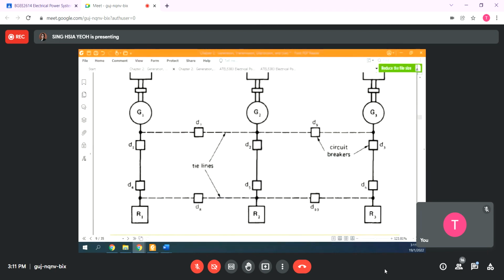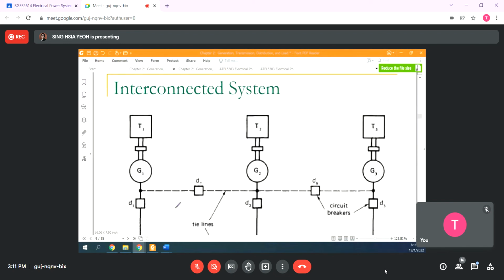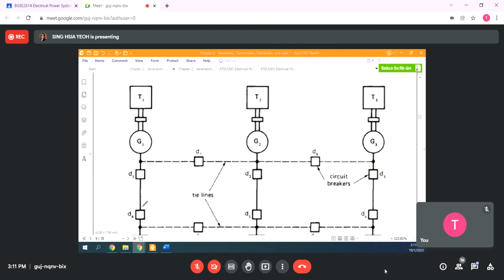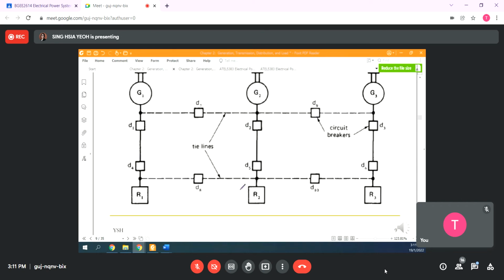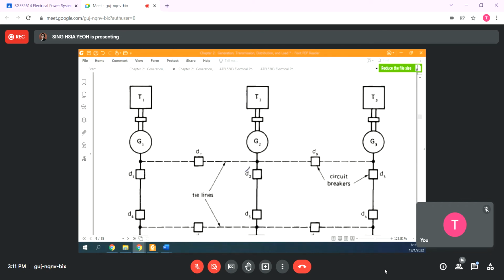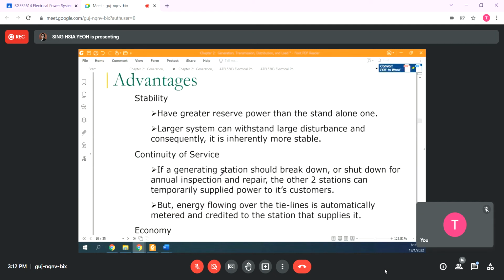Next will be the interconnected system. Normally you have one plant, a second one, and a third plant, but they are not individual; they connect with transmission lines. So we call this an interconnected system. Why do they need to be interconnected? These are the advantages.